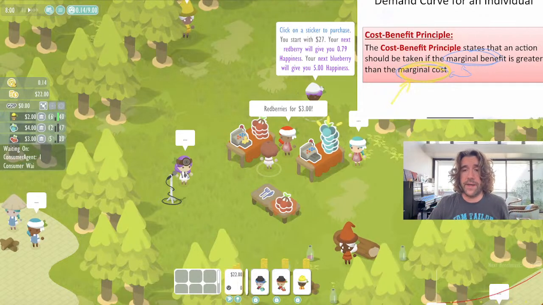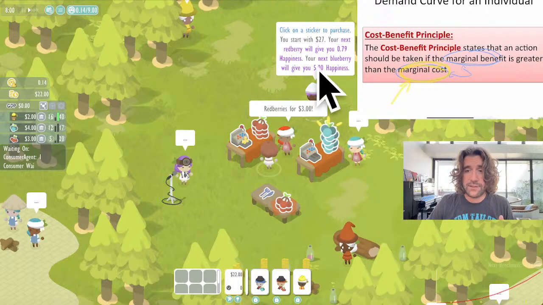However, let's compare their marginal utility. So if you purchase one red berry now, you would spend $3 and gain 0.79 happiness. You could have used that money to purchase a fraction of a blueberry, but that fraction would have given you a lot of happiness.